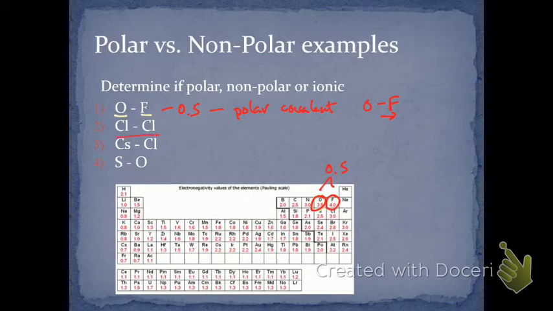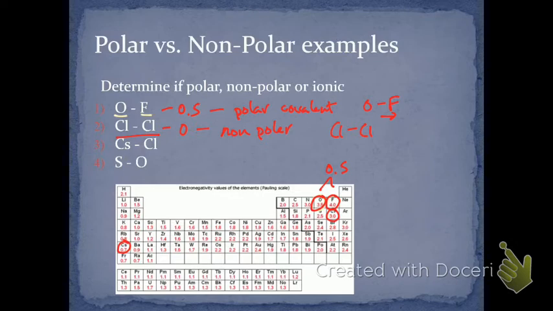Here we have a diatomic molecule, chlorine and chlorine. So if you think about it, chlorine and chlorine should have equal strength or equal electronegativity. So if you look, chlorine is 3.0, so it's going to have a difference of 0. Anything with a difference of 0 is going to be nonpolar. So between chlorine and chlorine, the difference is 0. They're sharing it equally. If we look at cesium, which is way over here, and chlorine, what you'll notice is the difference is going to be quite a bit.